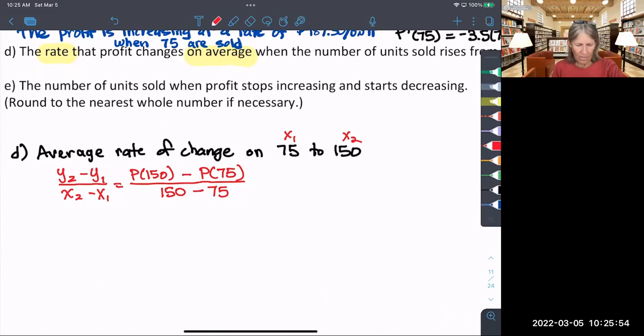So, pause the video here and get those numbers and then come back and let's check our numbers and see if we're getting the same thing. See if you're plugging it in the right places. Okay.